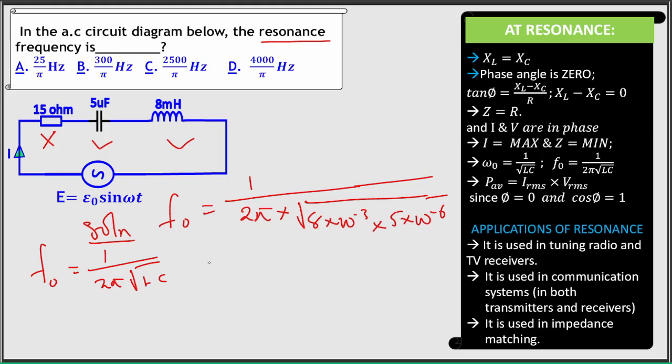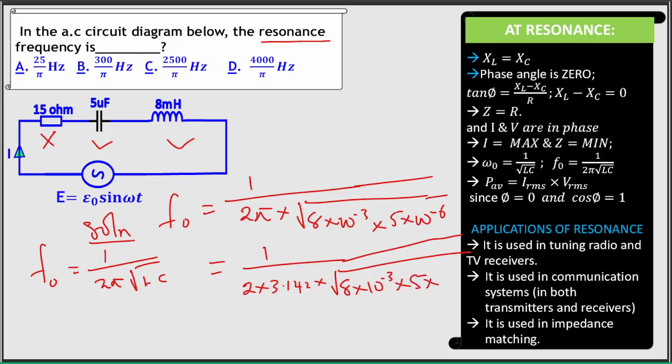Okay, so 1 all over 2, you can plug in your pi, use pi as 3.142 if you like, and then times, and then punch your calculator, 8 times 10 raised to the power minus 3 times 5 times 10 raised to the power minus 6. All right, so if you punch it well, you should get something, all right? But the correct option is C.